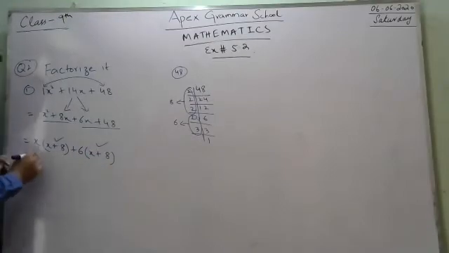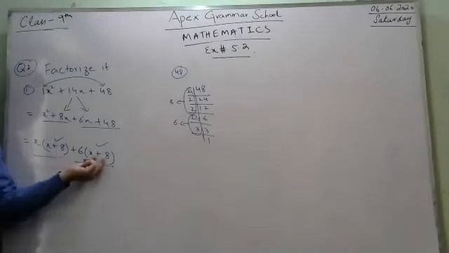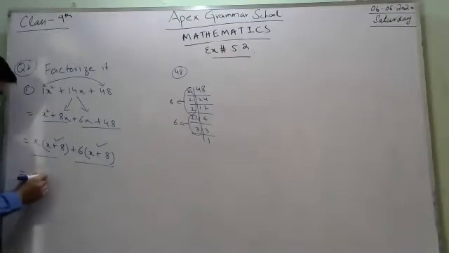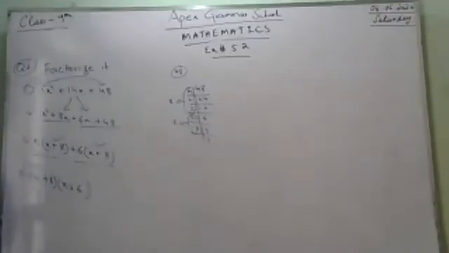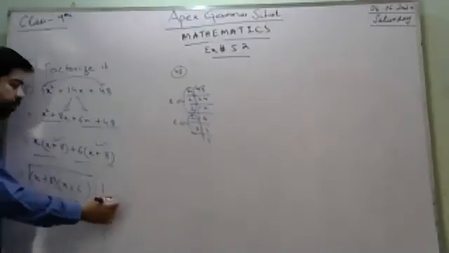You can see that x plus 8 here and also x plus 8. We have to take common x plus 8. And what is left here? x plus 6. This is middle term breaking, and this was the first part.